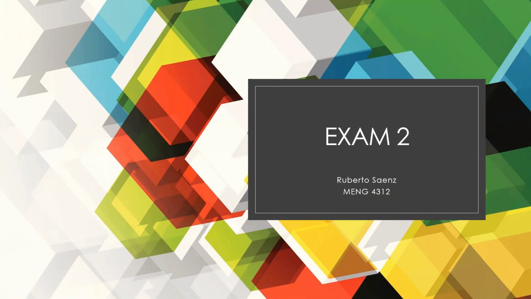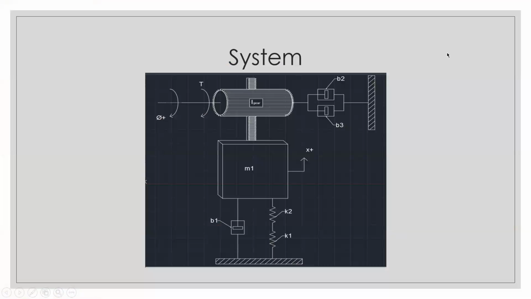Today we'll be analyzing a damper system with torsion being applied to it. So here we have our system. As you can see, we have two parallel dampers connected to a gear, which is having a torque applied to it in the positive theta direction. And as this gear turns, it will be lifting this mass M1 in the positive direction.